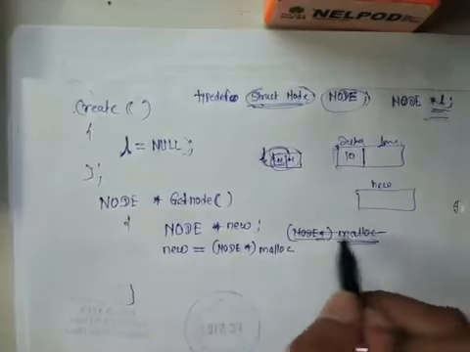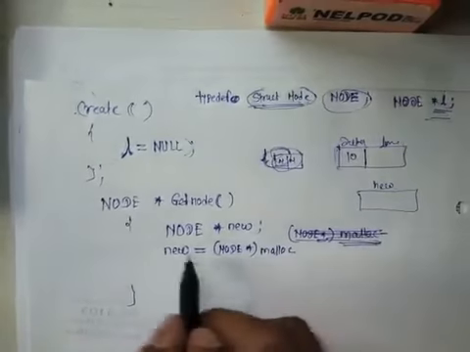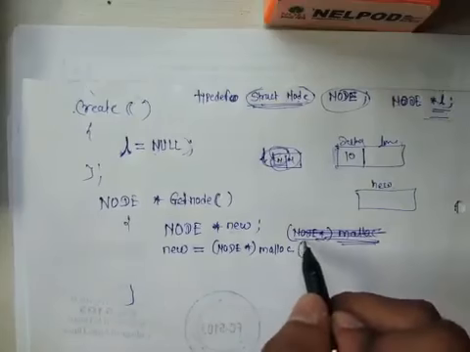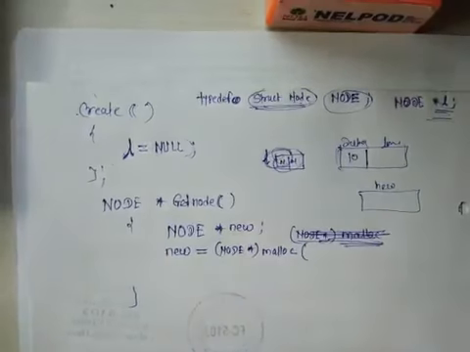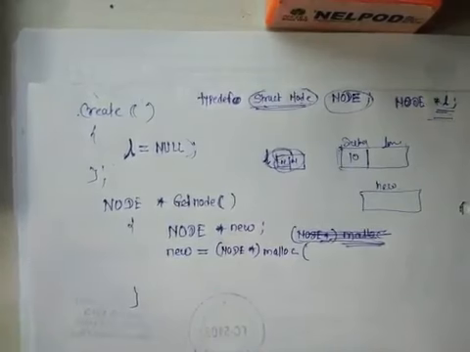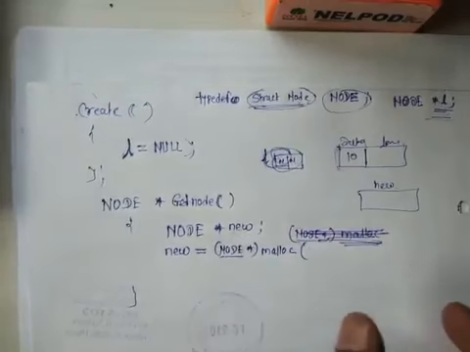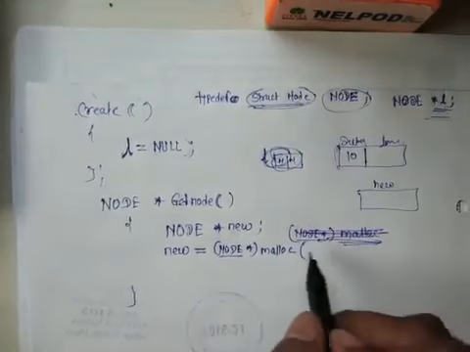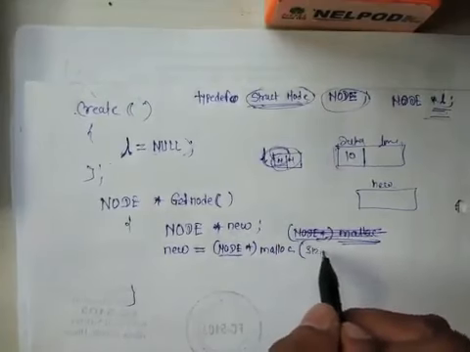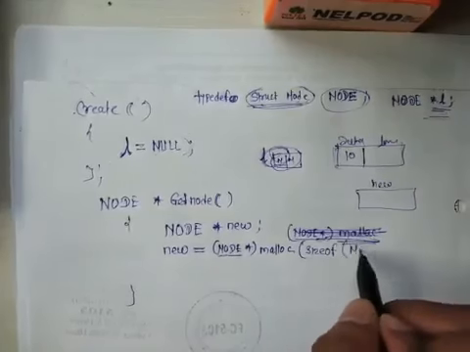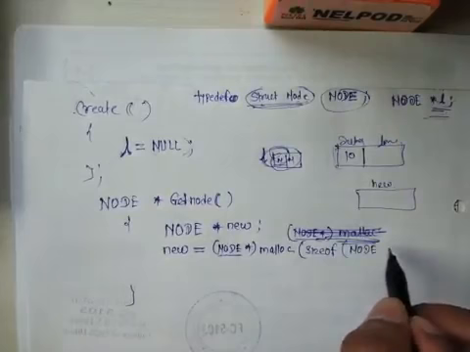Okay, then we are going to write the keyword malloc. And then how much size of that malloc, dynamically memory. So what type of memory we are going to allocate, that we have mentioned here, but how much size? So here I am writing the sizeof keyword, sizeof what? Node, sizeof node.